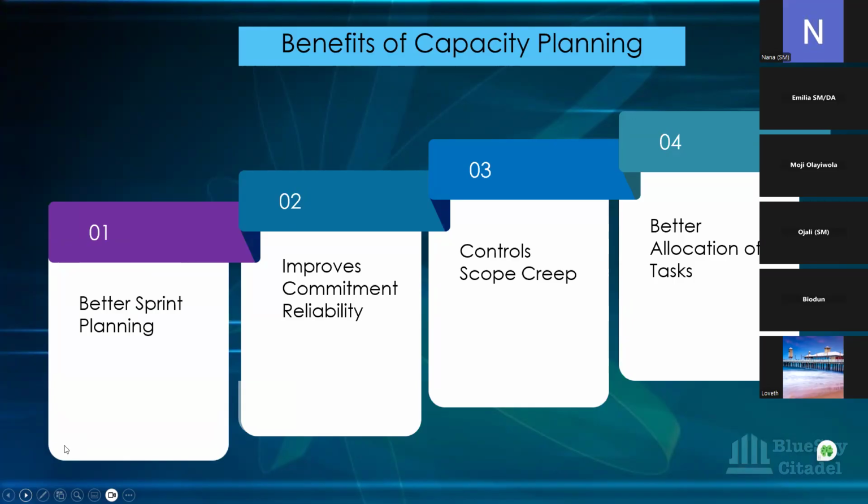You're able to do your sprint planning better once the capacity has been planned, because it helps you have an estimate, not accurate, but at least an estimate of what to commit to the sprint, and what can be achievable and completed during the sprint. So you're not over committing and you're not under committing during sprint planning, because you know the capacity for that sprint. Also, it helps you to improve your commitment reliability. Over time, team members' commitment gets improved.